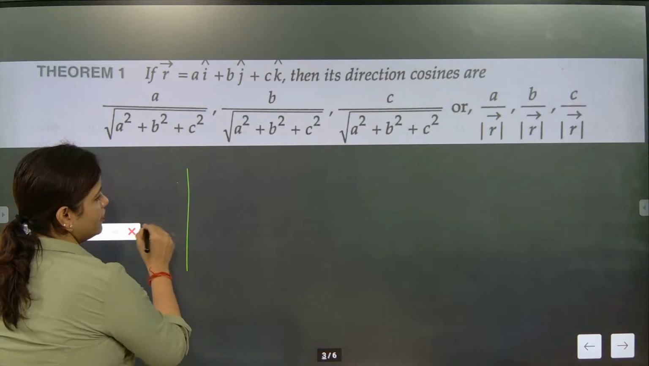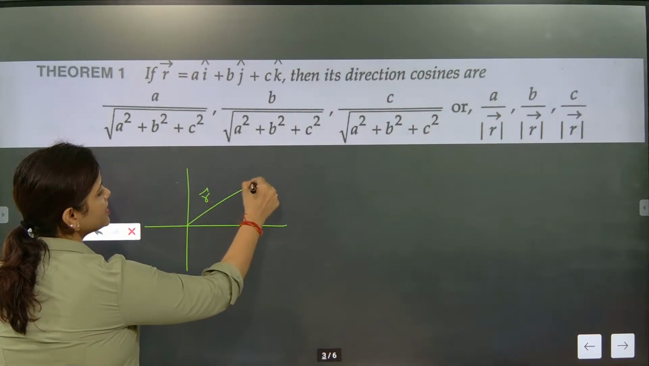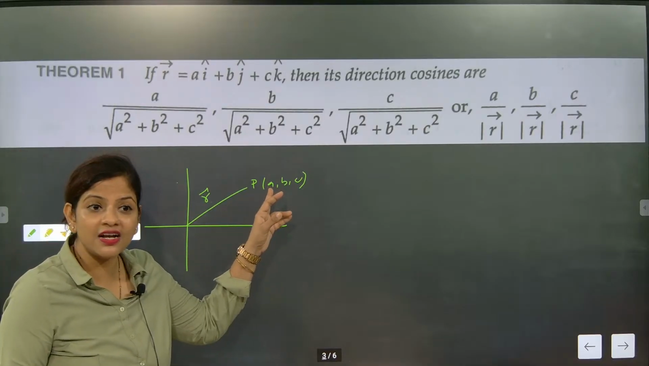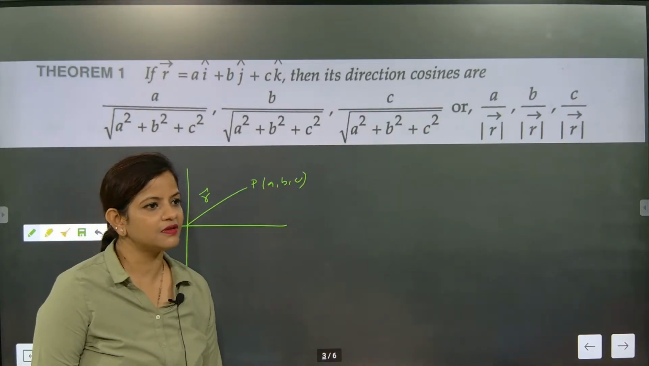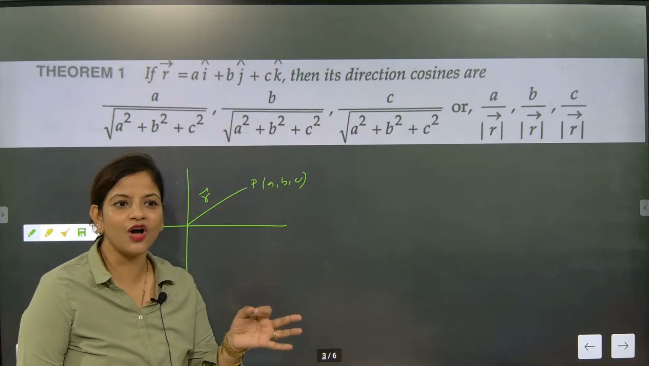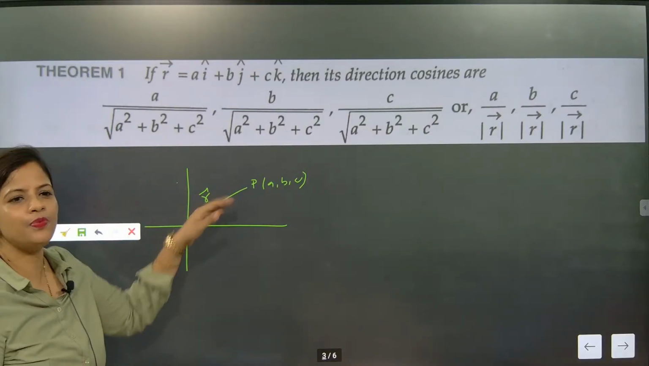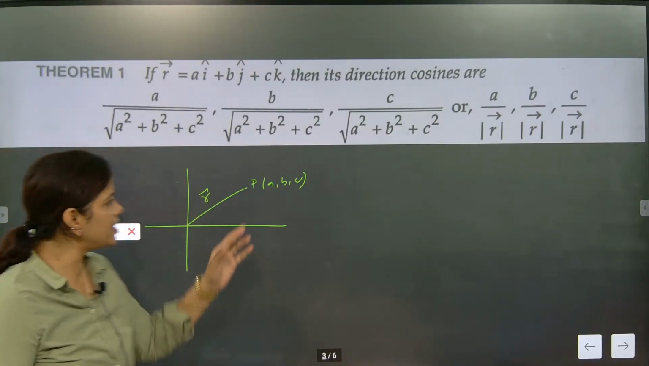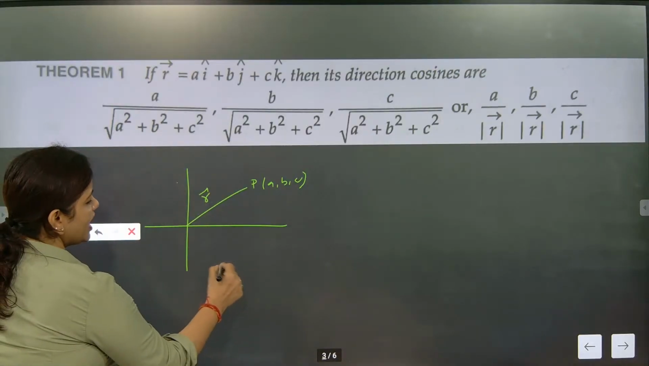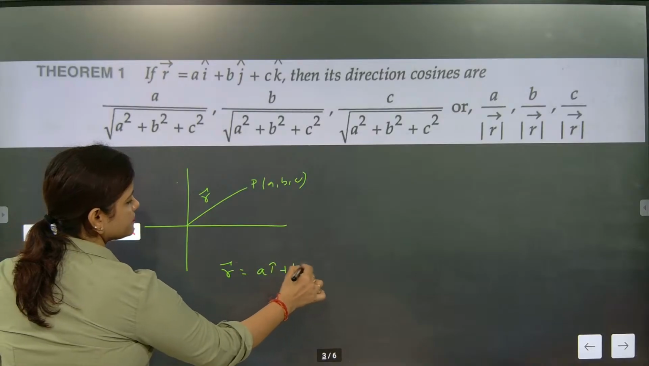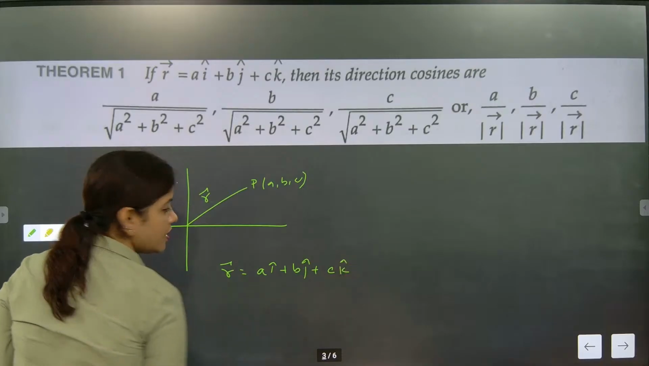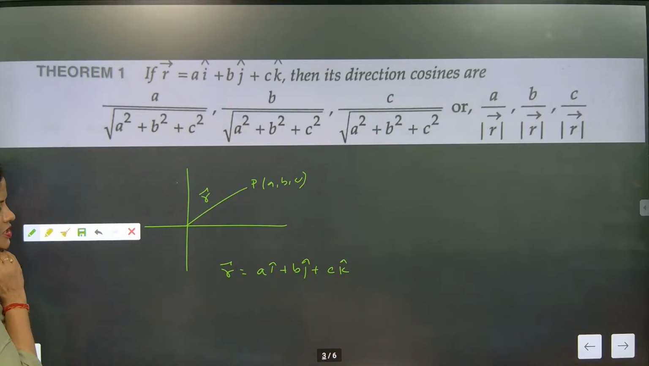So beta, again we will draw the R vector. This time P is coming as ABC, any value. A can be positive and also negative. How many rooms are there? 8 rooms. So x can be positive or negative, y can be positive or negative, and we can draw this OP in any one of the rooms. Understood? So A, B, C can be positive or negative. Now, what can the R vector be written as?